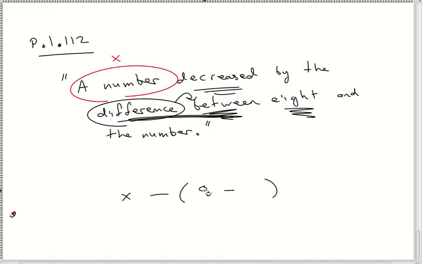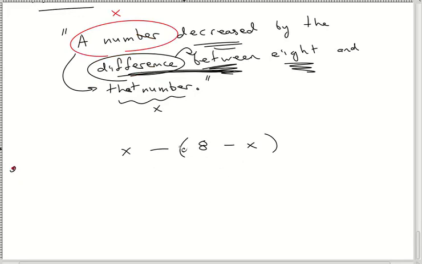8, that's pretty simple, and the number is probably x. I wish they would have said that number. That would have been a little bit better, more clear. So I'm going to distribute the minus sign here.